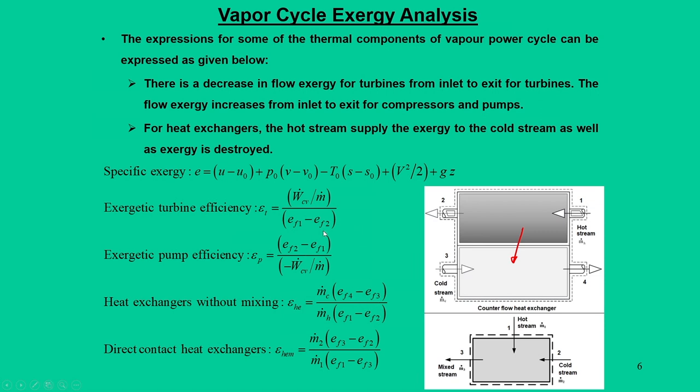So, here you start with an expression for specific exergy, and this specific exergy term we have to apply for different components. If you apply it for the turbines, we can find out what is the exergy flow coming into the turbine and what is the exergy going out of the turbine. That is the bottom, and the actual work output per unit mass we are getting from the turbine. So, this ratio gives the exergetic efficiency for turbines.